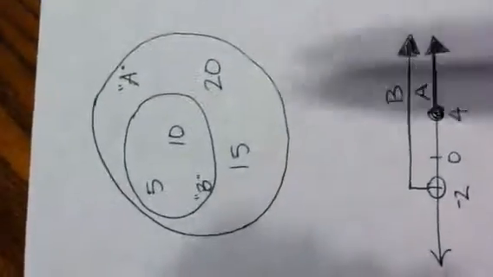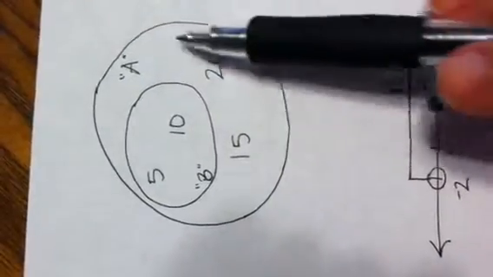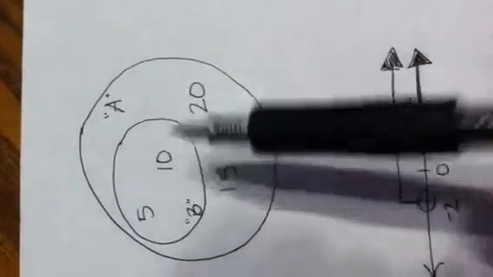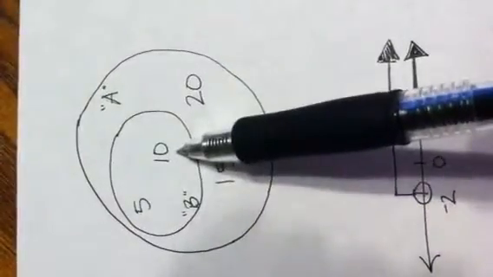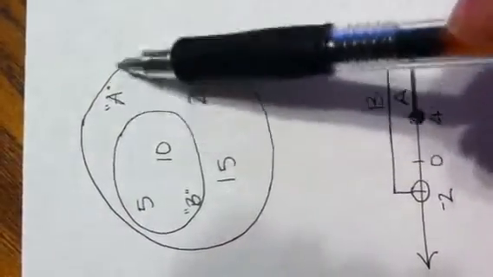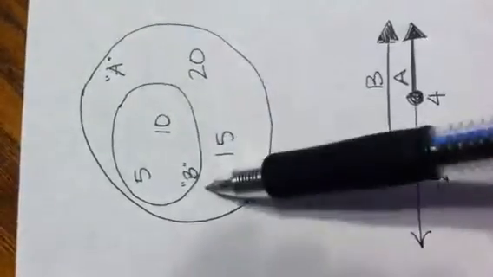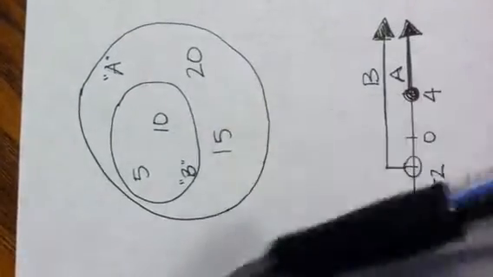If I were to make a Venn diagram, it would look like this. I have 5, 10, 15, and 20 in A, and then in B, I have 5 and 10. So the elements of B are within A, so B is a subset of A. Sometimes it's easier to see this visually.